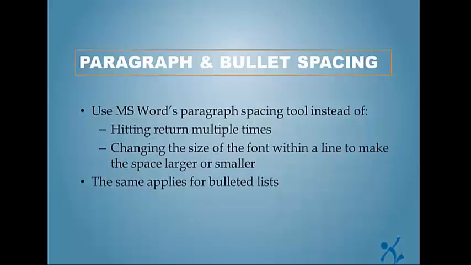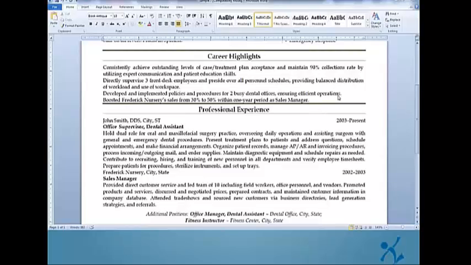In addition to using too many tabs and spaces, hitting enter repeatedly to create space is not the best strategy. Instead, use Word's paragraph spacing tool to set your spacing exactly how you want it for both paragraphs and bulleted lists. You can then use the formatting brush to apply similar spacing to other parts of your resume with just a few clicks. Here is how we can use the paragraph spacing tool for both a bulleted list and a paragraph.